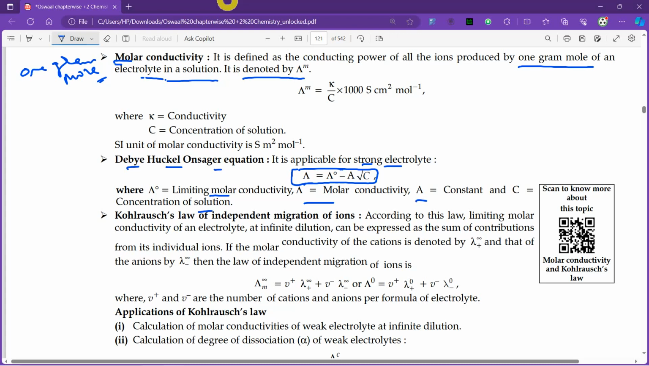And Kohlrausch law of independent migration of ions. So what does this law say? The limiting molar conductivity of an electrolyte at infinite dilution, listen here, is equal to the sum of the contributions from its individual ions. Right?